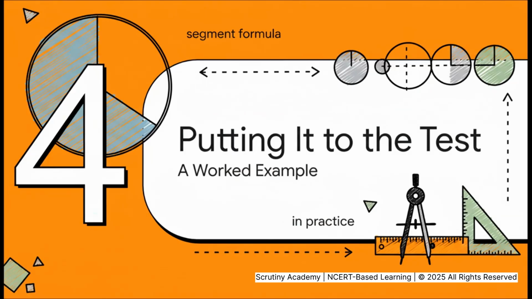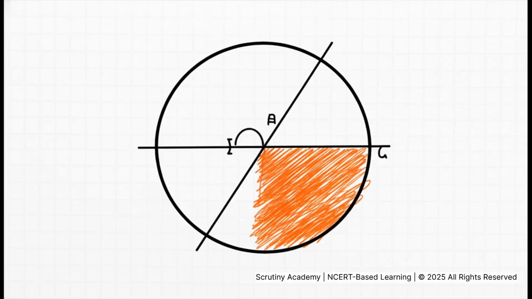Theory is great and all, but let's make this stuff real. We're going to walk through an example step by step to see exactly how to use our new segment formula in the wild. So here's our challenge. We've got a circle with a radius of 21 centimeters, and the segment we care about is formed by a chord that creates a 120-degree angle back at the center. So how in the world do we find its area?